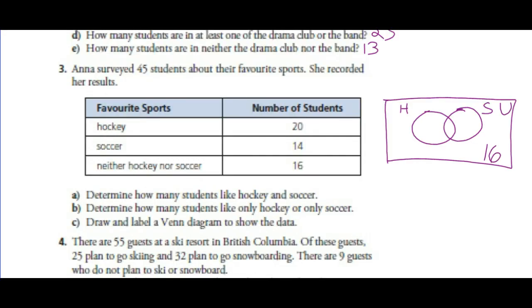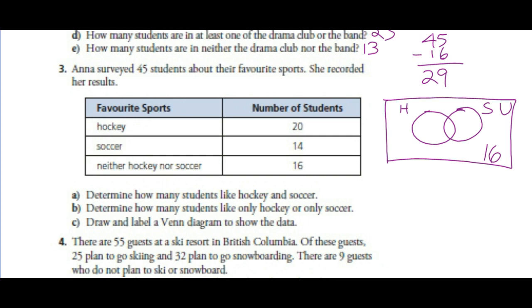So this is the universal set. The universal set consists of 45 students. We have dealt with 16 of them. How many do we have left to deal with? 29 students. Okay, we've got 29 students.